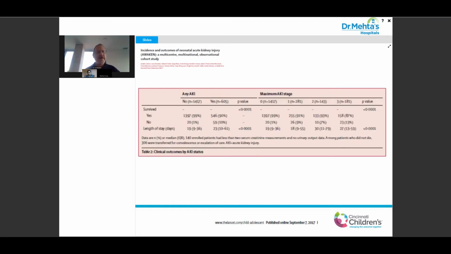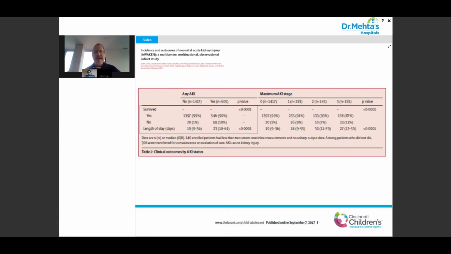And what they found, very similar to AWARE, is that patients who had AKI had a higher mortality rate, so less survival. In this group, you can see 99% of the patients who survived did not have any AKI, whereas 90% of the patients who didn't survive had AKI, and the length of stay was higher for patients with AKI.